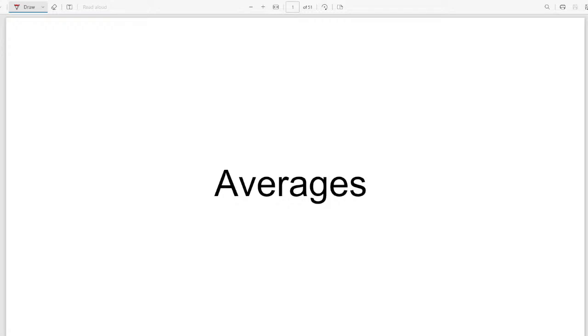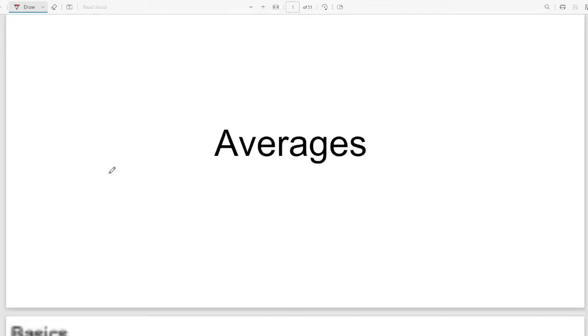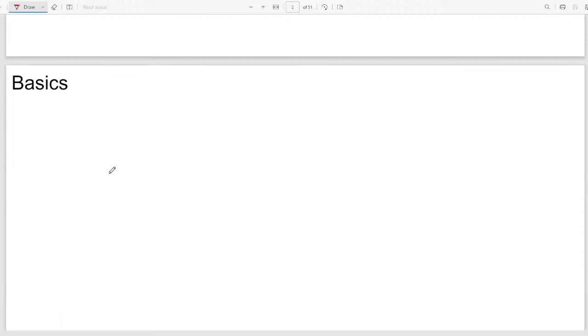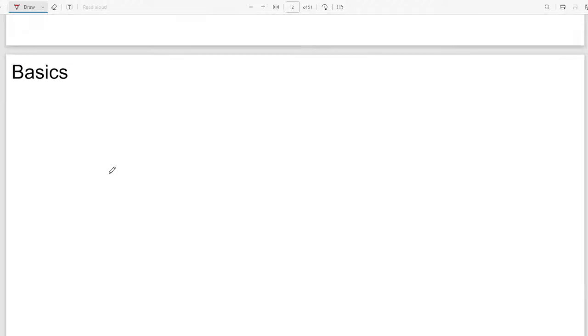So today we'll be starting a new topic called averages. We have already completed the algebra inequalities and the word problems. And today we'll be starting the algebra part. Sorry, the averages topic. So before moving toward the questions, I'll just cover the basics here.